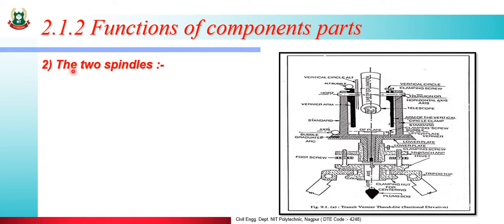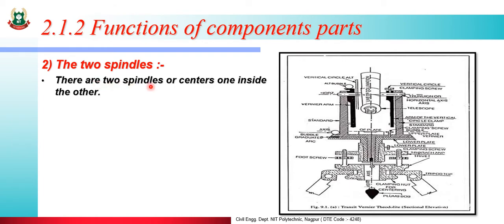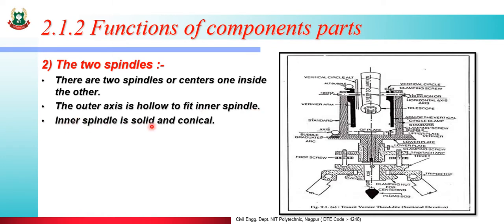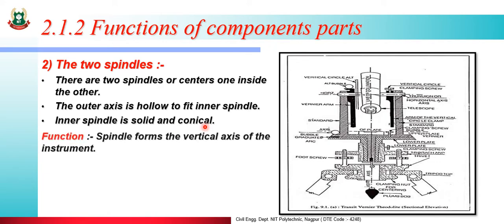Then second, the two spindles. This is the outer spindle and this is the inner spindle. There are two spindles or centers, one inside the other. The outer axis is hollow to fit the inner spindle. The inner spindle is solid and conical. Function of two spindles: the spindle forms the vertical axis of the instrument.